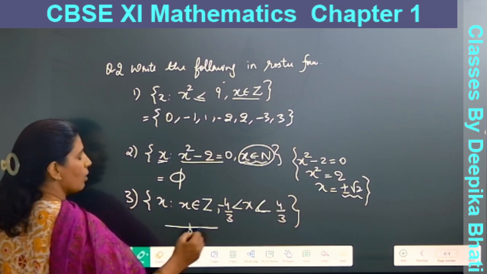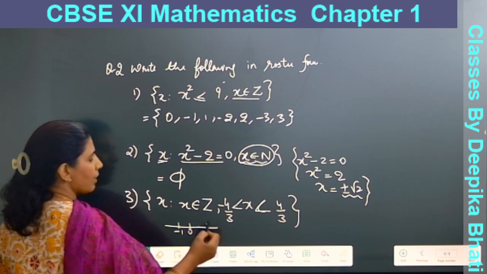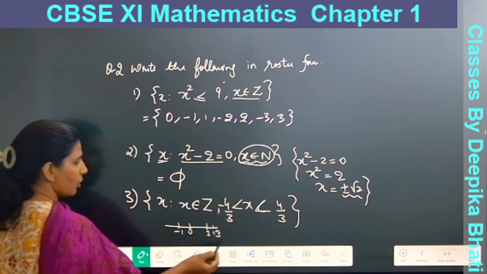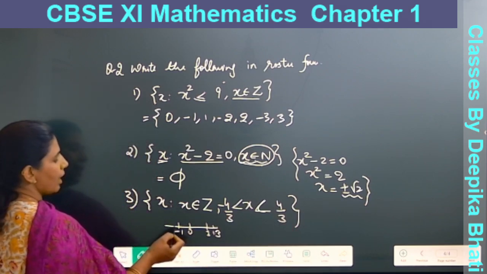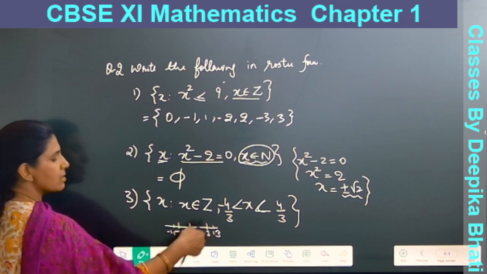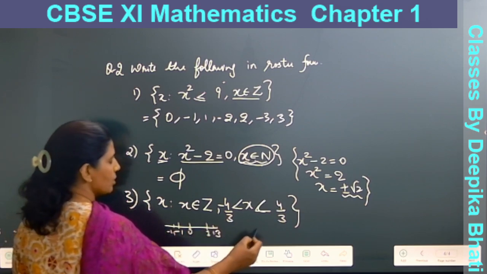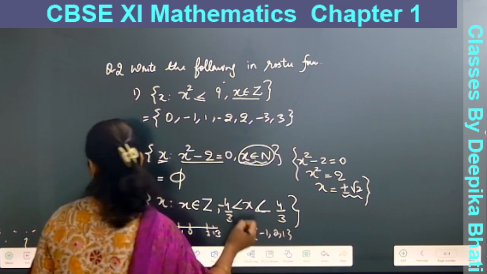So 0, 1, minus 1 and 1, after 1 you have 1.3 something, and here you have minus 1.3 after minus 1. So what are the integers between? So the integers are minus 1, 0 and 1. So the roster form would be minus 1, 0 and 1.